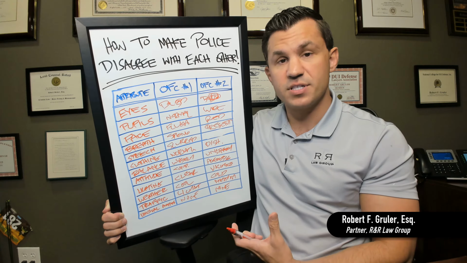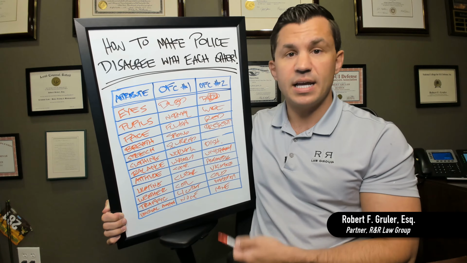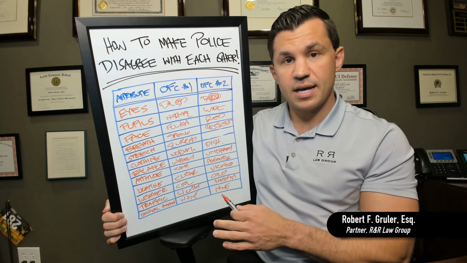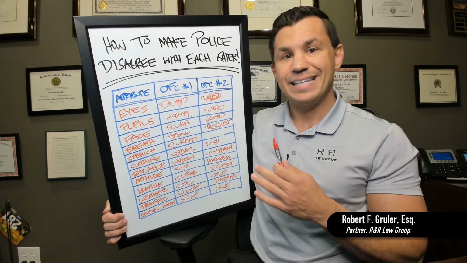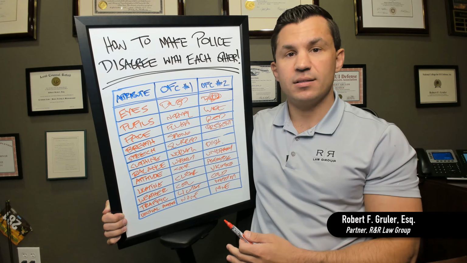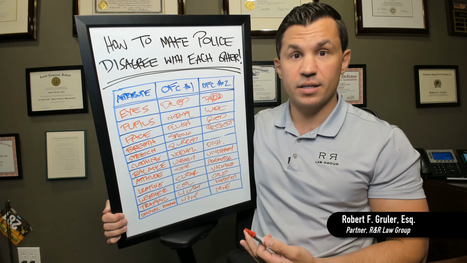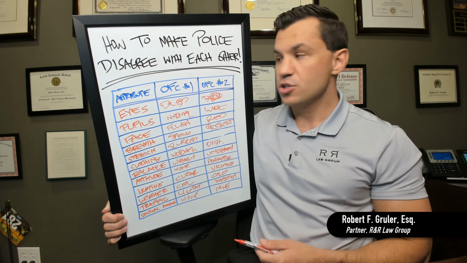There's a lot of differences in the way that these things are observed and reported, and you can use that to your advantage to show the jury, to show the prosecutor, to show the judge that although one officer said it happened one way, there's a lot of different interpretations to the reality. It may not be that accurate. So I hope this is helpful.